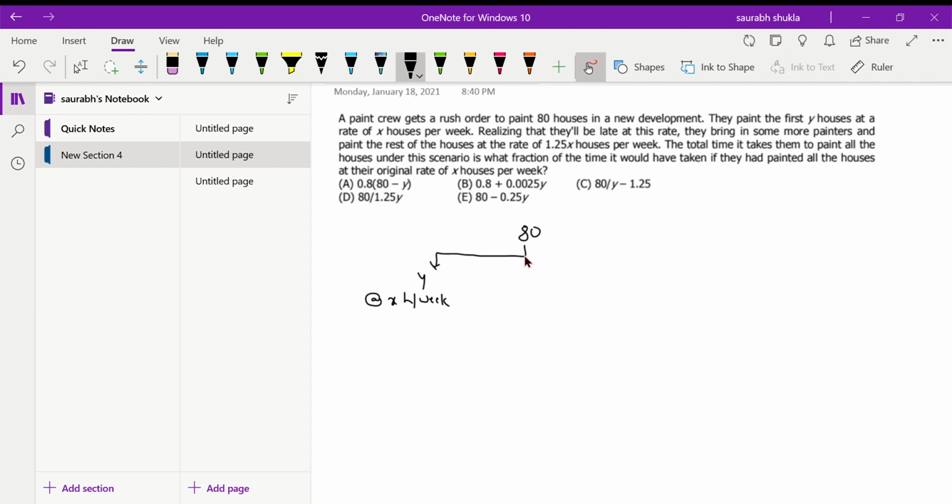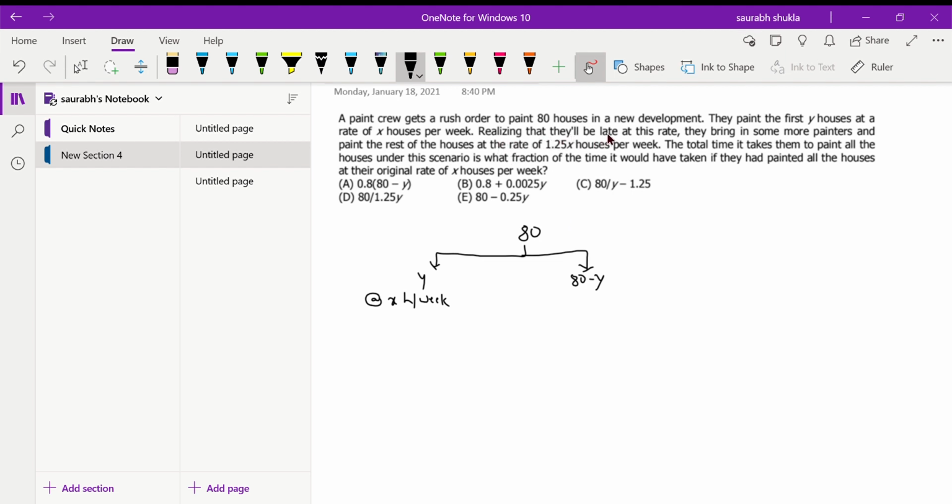Again, total they paint Y houses. So if Y houses are painted, how many houses are left to be painted? So that would be 80 minus Y, right? Now let's see what happens next.